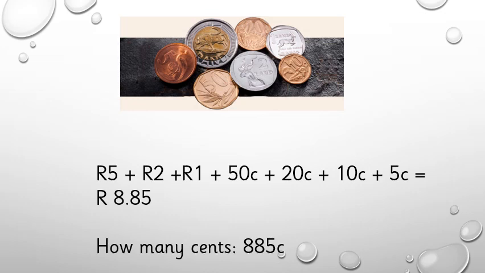So we have a look at the coins that we have. We've got a 5 Rand, 2 Rand, a 1 Rand, a 50 cents, a 20 cents, a 10 cents, and a 5 cents. If we add them all up, we get 8 Rand 85. But the question asks us how many cents. So we've got to convert it from rands to cents. And we get 885 cents.